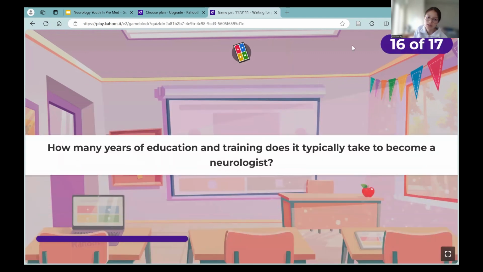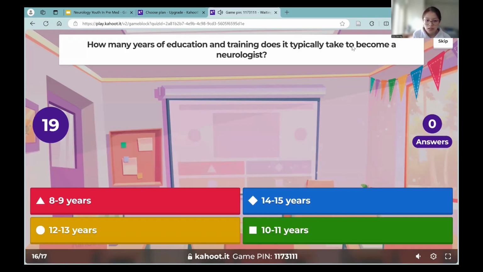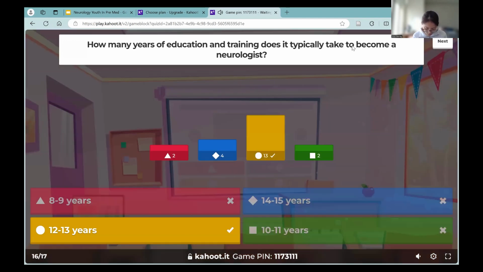Okay. And then how many years of education and training does it typically take to become a neurologist? Yeah, 12 to 13 years. And we go over this every week not to scare you or deter you from a career in these specialized fields. It's just that every field has a slightly different length of residency and training.